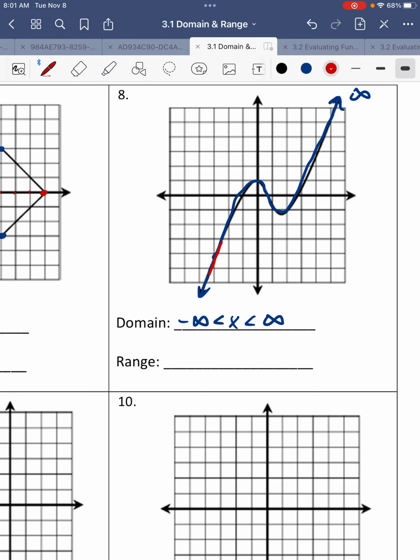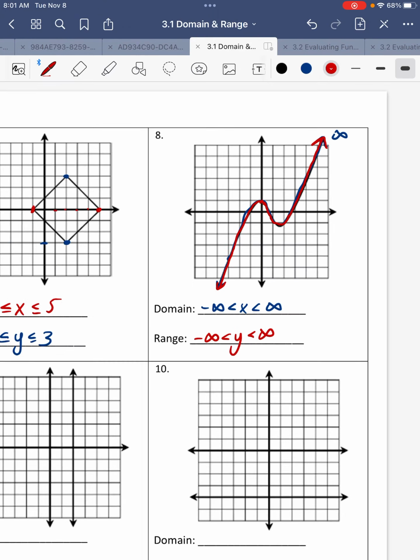Range. It's the lowest the graph will go. This is going to go down forever to negative infinity. How high will it go? There's a little minimum point, local minimum, but it's not the maximum of the graph. The graph goes up forever to infinity. Again, it's all real numbers.